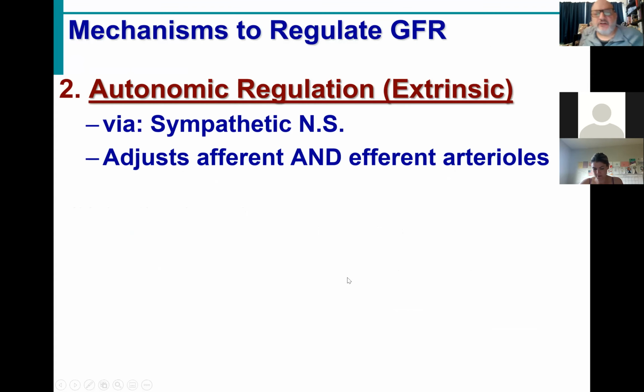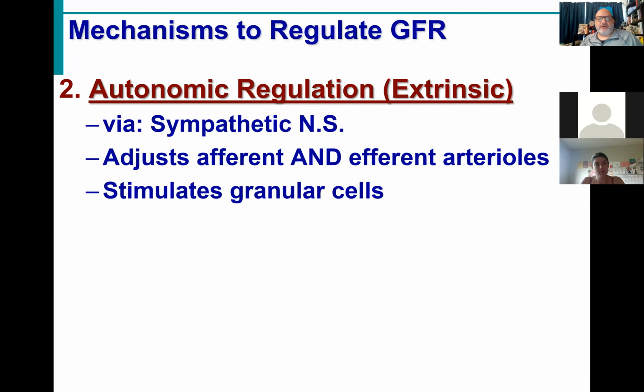So again, our sympathetic nervous system adjusts our afferent and efferent arteriole. And it also, among other things, stimulates our granular cells, which of course are important because, as we know, our granular cells are what produce our hormones and our hormone-like proteins.